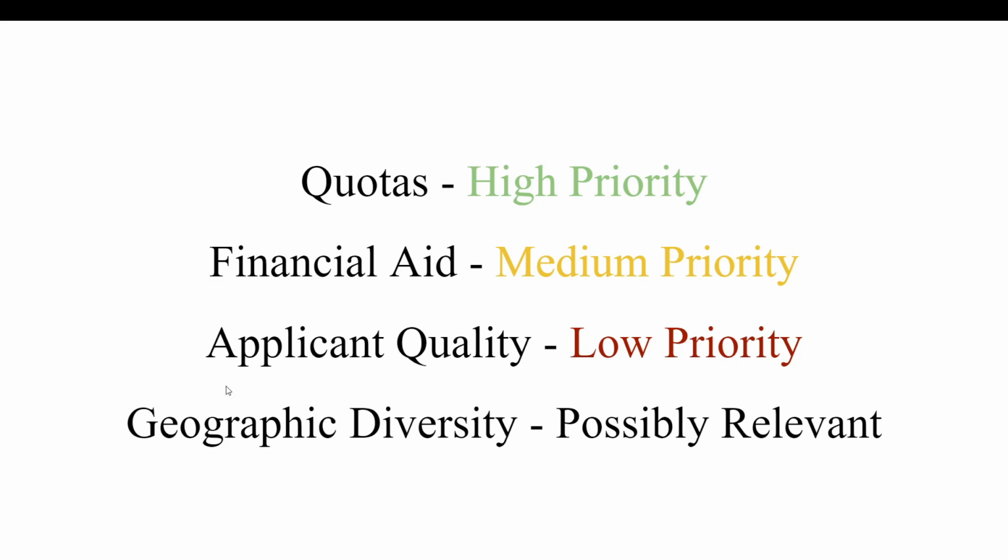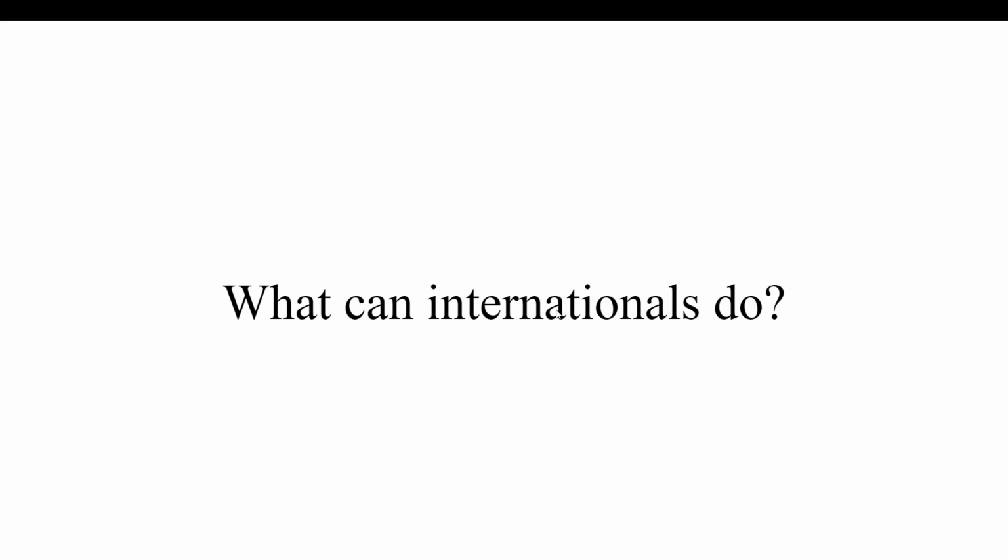And this is something that people don't bring up, geographic diversity. It's possibly relevant depending on where you live. If you live in a country which is underrepresented in Ivy League schools, you'll have a buff in the admissions process, and if you live in an overrepresented country, you will have a debuff in the admissions process. Unfortunately, you can't control this, but you can control some of these other factors, and we'll talk about now what internationals can do to bump up their admissions rates.